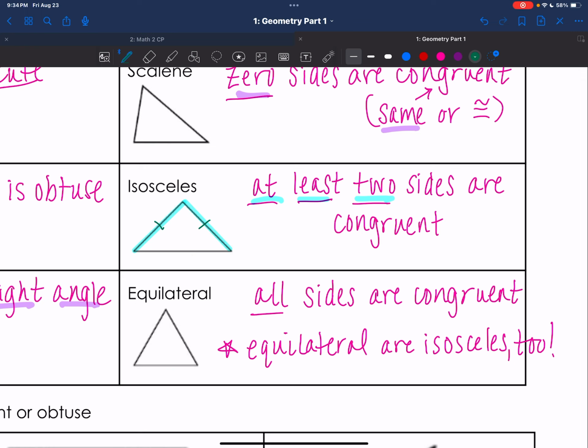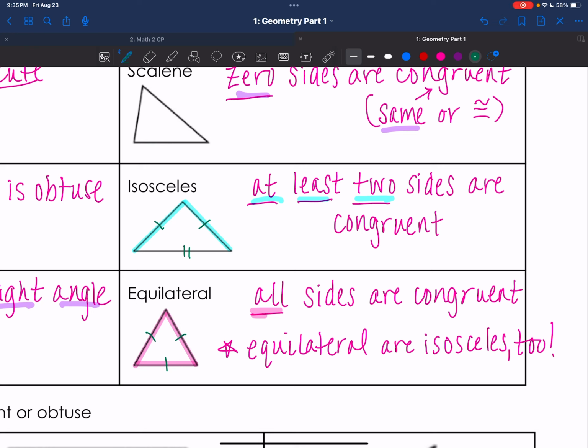And then lastly, you have an equilateral triangle. If you see the word equal within there, that means all sides are congruent. So each side is the same, right here, here, and here. If you were to mark that, it would look like this, this, and that. For your isosceles, this side might be different than those two, but for equilateral, all the sides are the same.